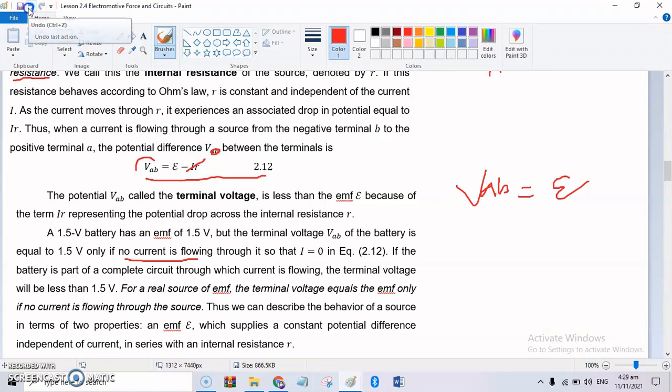Okay? Pero pag meron na siyang current, magkakaroon ng 2.2 will imply, and if the battery is part of a complete circuit through which current is flowing, the terminal voltage will be less than 1.5 volt. For a real source of EMF, the terminal voltage equals the EMF only if no current is flowing through the source.